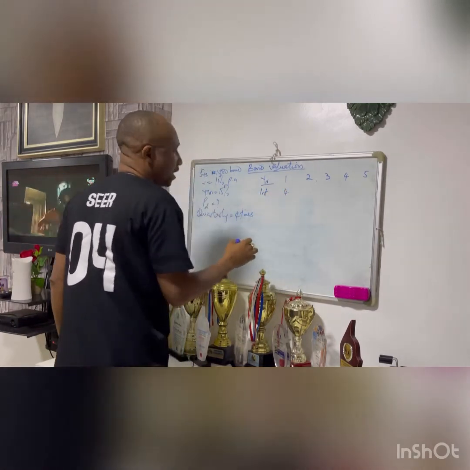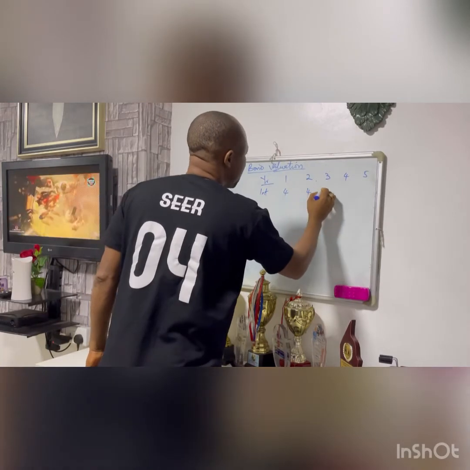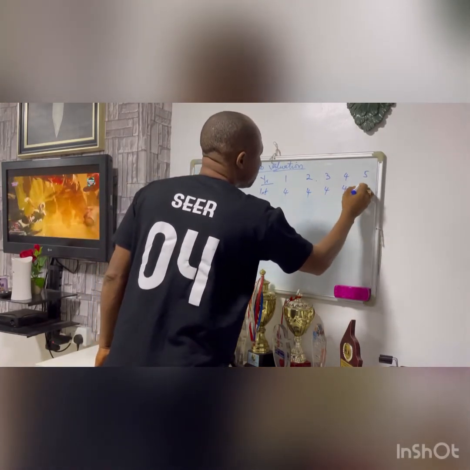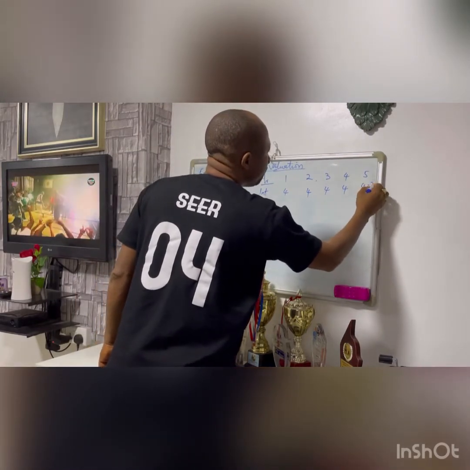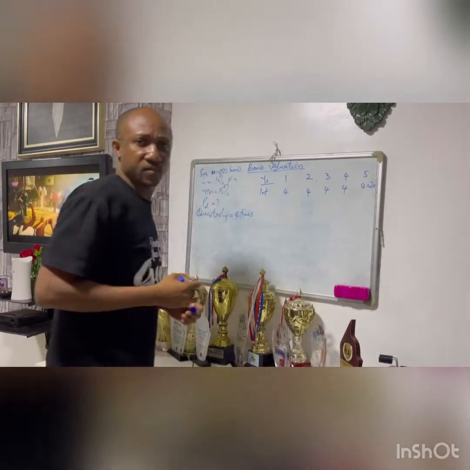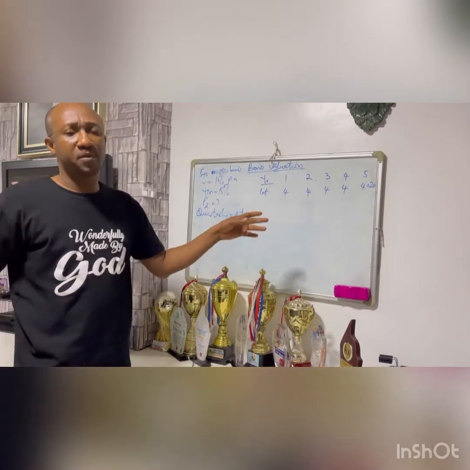Interest will be paid 4 times. In year 2, interest will also be paid 4 times. In year 3, it will be paid 4 times. And so by the end of the 5th year, interest would have been paid 20 times.